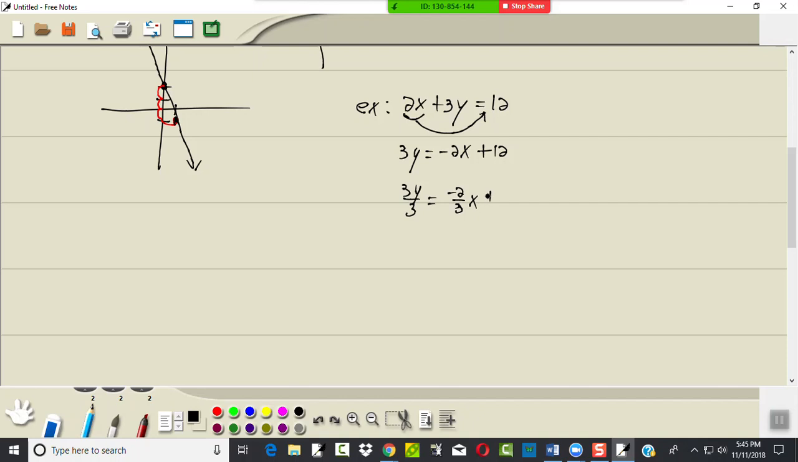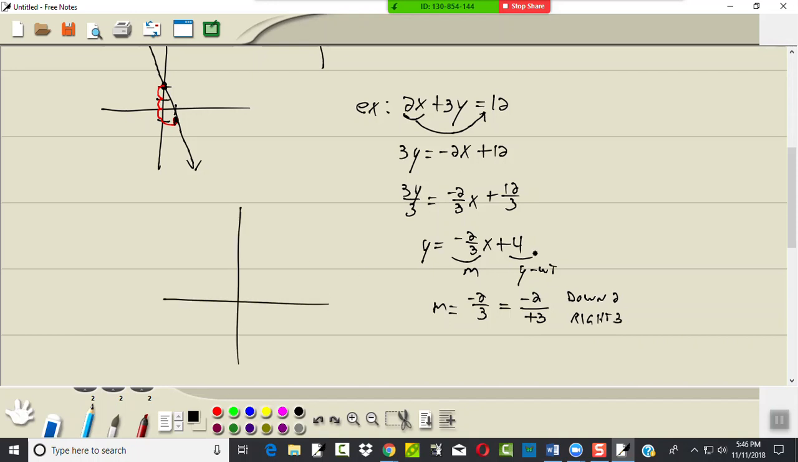So we got y is equal to negative 2/3 x plus 4. And now this is in slope-intercept form because it's y equals, whatever number is in front of our x is m, and our y-intercept is at the end. So m is negative 2/3, which is negative 2 over a positive 3. Again, a negative on top means down, so that's saying going down 2. Positive number on the bottom means right, so that means we're going right 3.